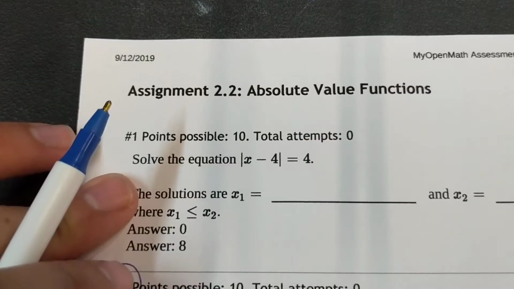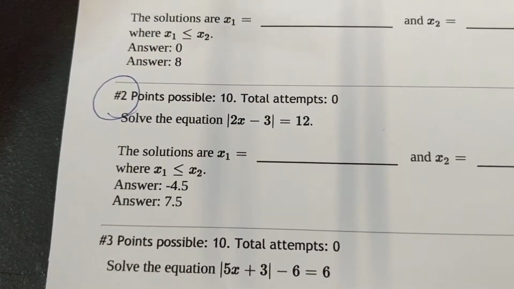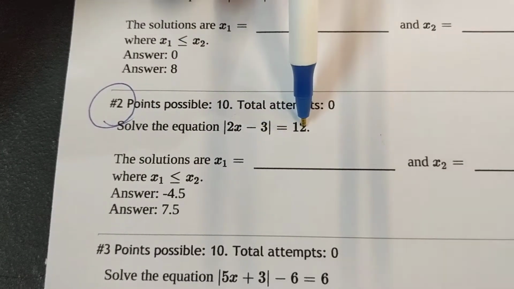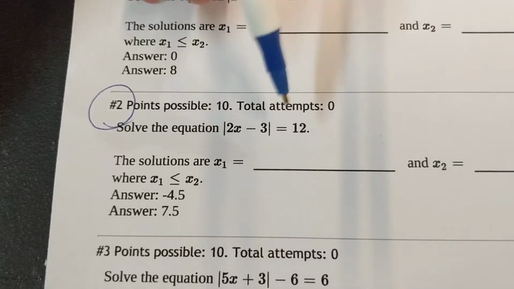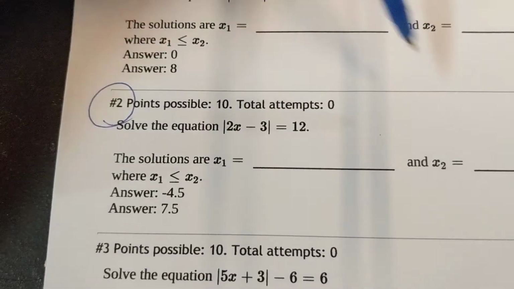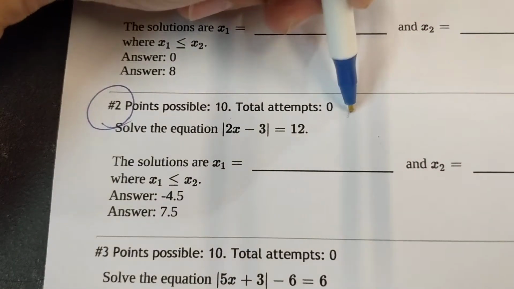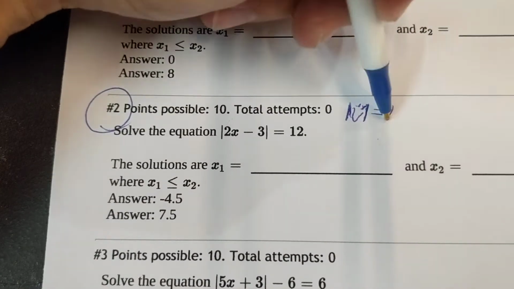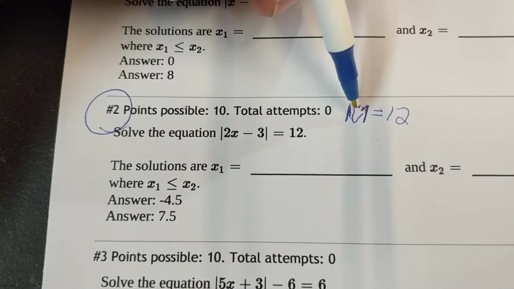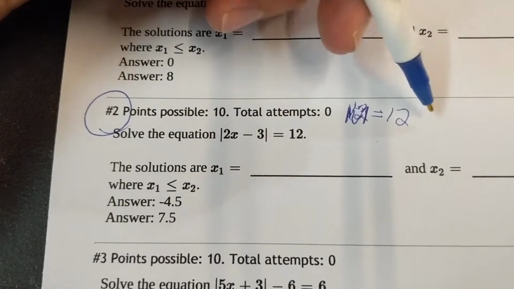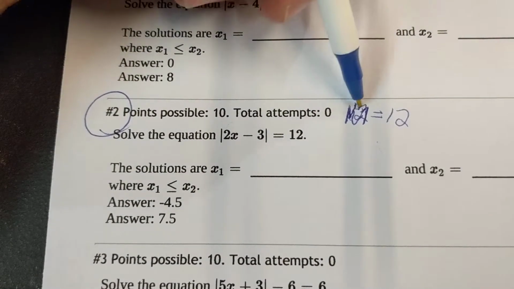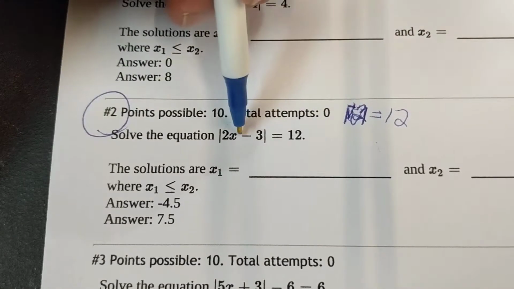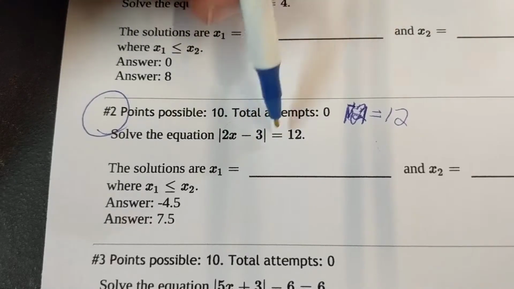So 2.2. Thoughts here. On number 2, we have the absolute value of something equals 12. But remember, if the absolute value of anything is 12, there's only certain numbers that do that. Forgetting about algebra, if the absolute value of anything equals 12, there are only 2 numbers that do that. The absolute value of 12 is 12, and the absolute value of negative 12 is 12. So the only numbers that absolute value out to 12 are 12 and negative 12.